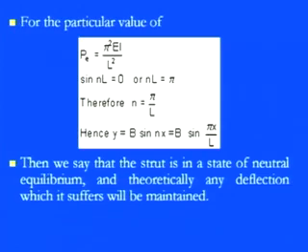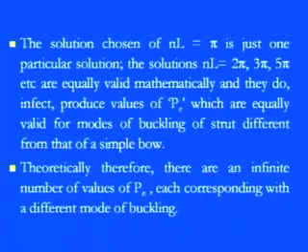Then we can say that the strut is in a state of neutral equilibrium, and theoretically any deflection it suffers will be maintained without any change of its straightness. These are the limiting conditions that keep this phenomenon in neutral equilibrium. The solution chosen, where sin NL is equal to 0, so NL equals pi, is just one particular solution.